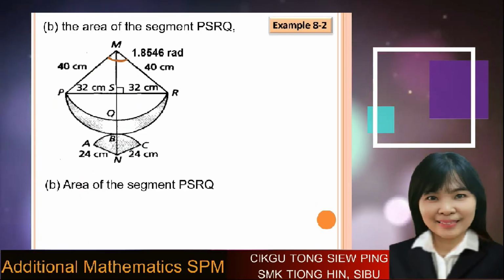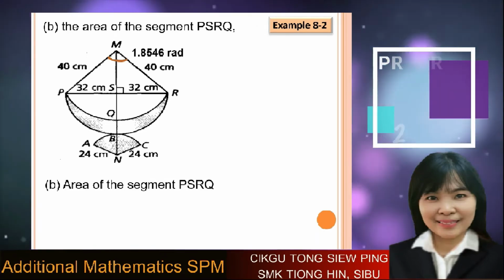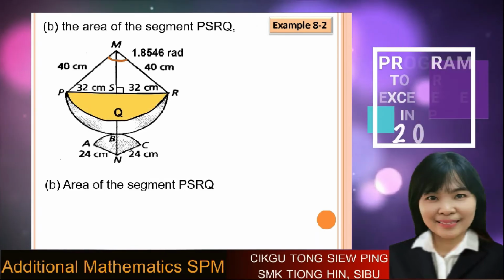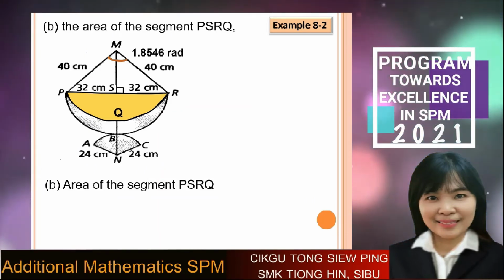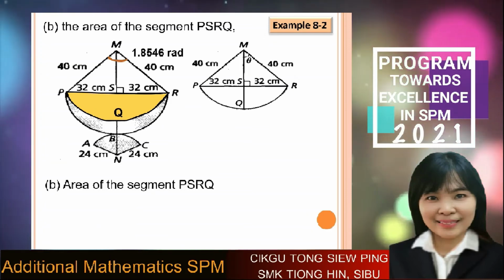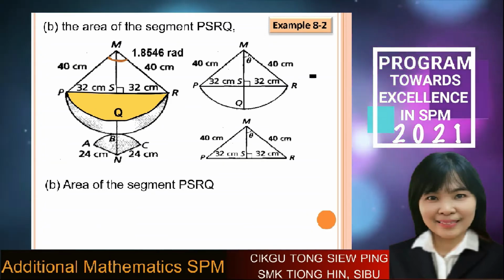Part B is to find the area of the segment PSRQ, that is this yellow region. The area of the segment PSRQ is equal to the area of the sector PMR subtract the area of this triangle PMR.